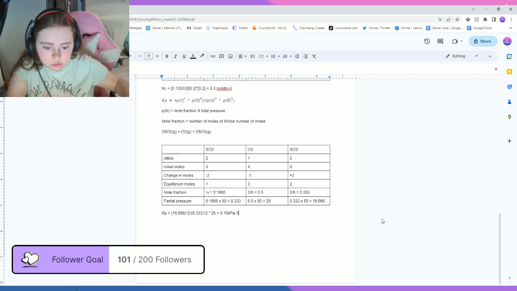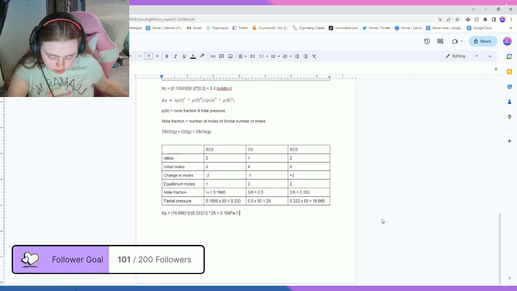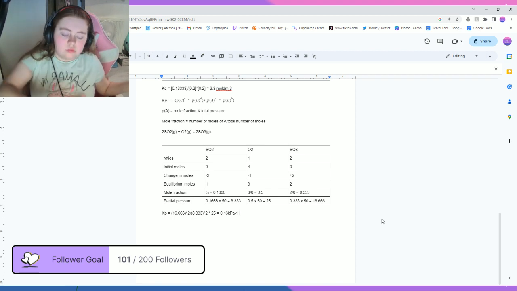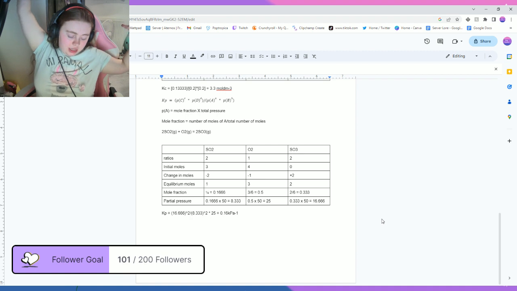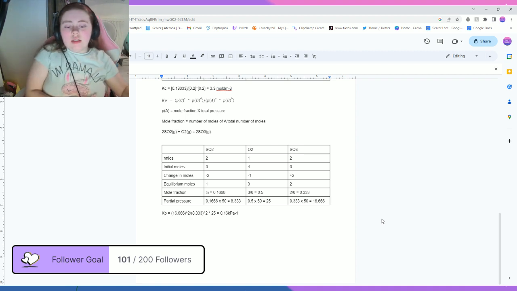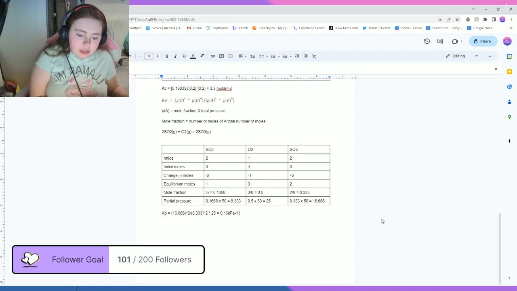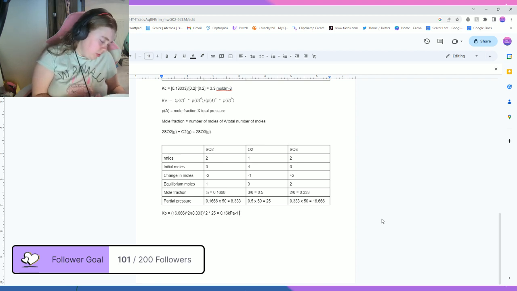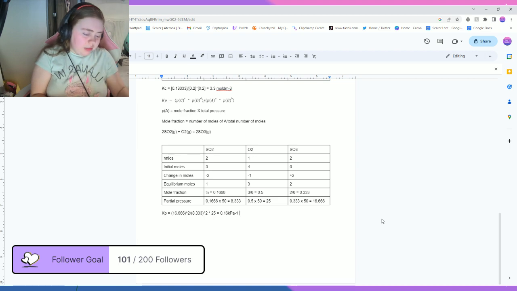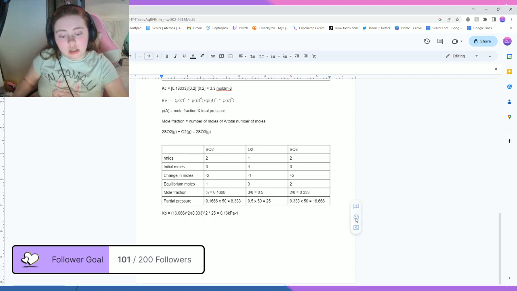To the -1. You will have to work out the units for this one, and this one is just kilopascals to the -1. I think that's basically it for equilibrium.